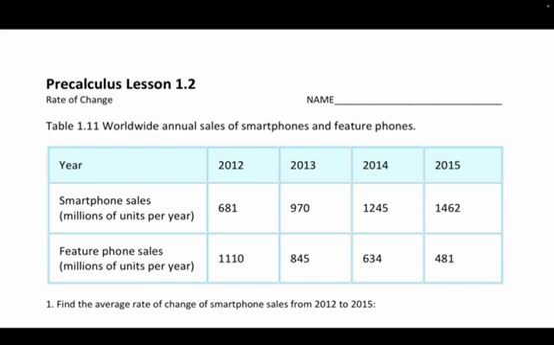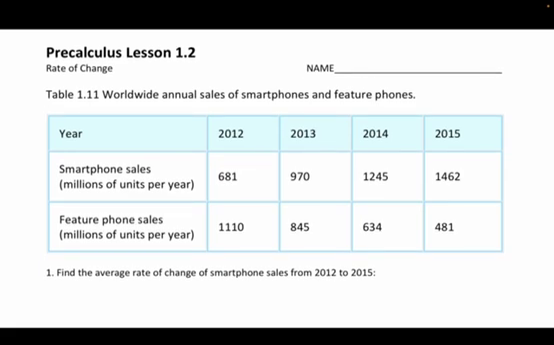Hello, pre-calculus students. This is Mr. Ferris, and I'm going to walk you through lesson 1.2, which is about rate of change. So the first question has a table of smartphone sales and feature phone sales from the years 2012 to 2015.